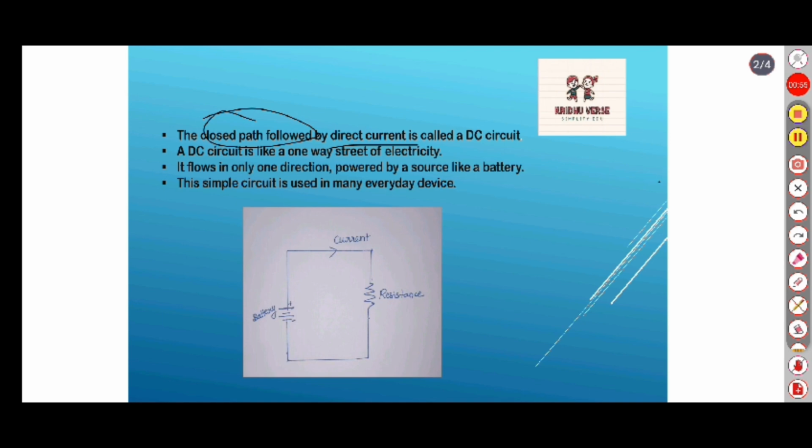And here we have given a simple circuit diagram of a DC circuit. Here we use one battery, and in it current is flowing in this direction. And here is one resistance. So current is flowing from higher potential to lower potential.